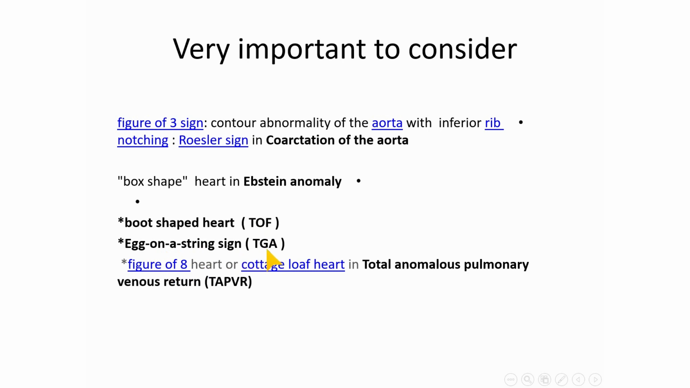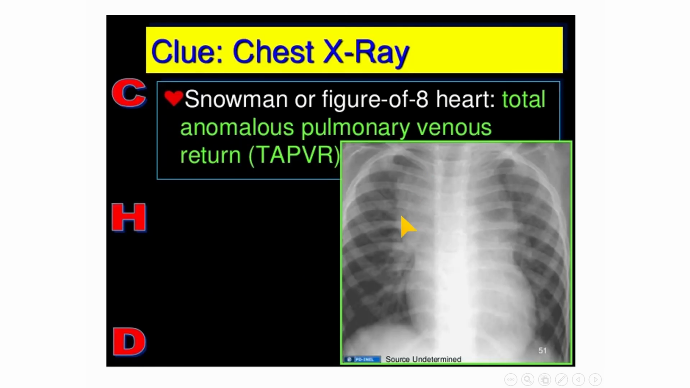String sign is in transposition of the great arteries, TGA. And lastly, we have the figure of 8 sign or cottage loaf heart in total anomalous pulmonary venous return. This is the figure of 8 or snowman sign. This occurs in total anomalous pulmonary venous return because of widening of the superior mediastinum, and gives this appearance of the heart.